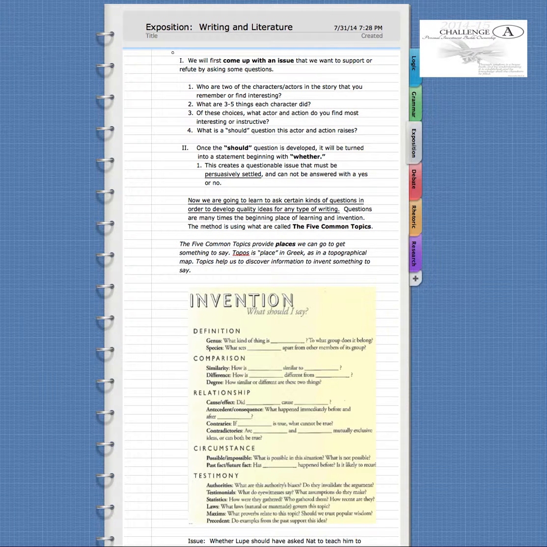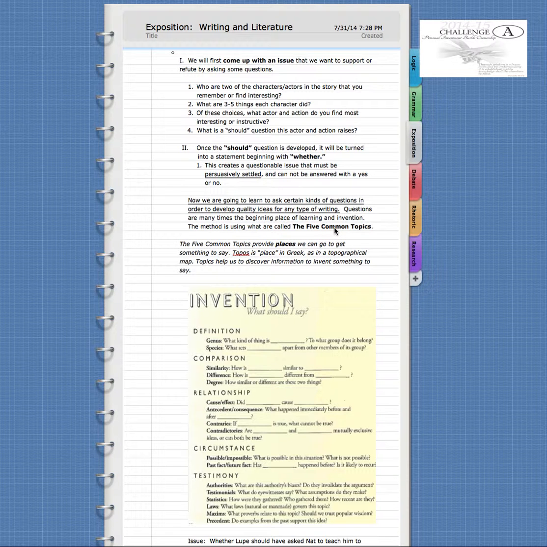In week 4 of Exposition, we began to dig a little deeper with the invention process of writing. We've already learned how to use an Annie chart to come up with and capture ideas, reasons, proofs for the affirmative and the negative in an issue or a situation. Now we're going a little deeper with that process of coming up with ideas, reasons, and proofs by using what we call the 5 common topics.